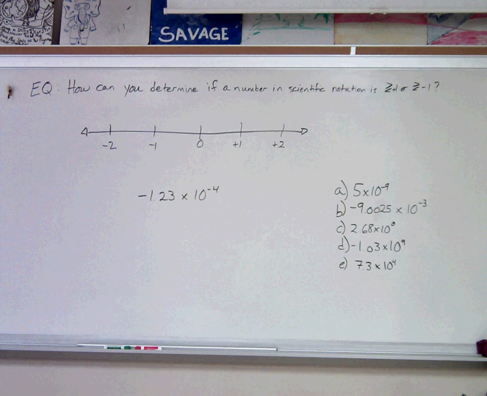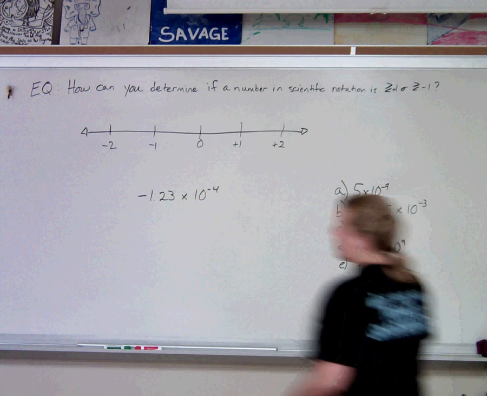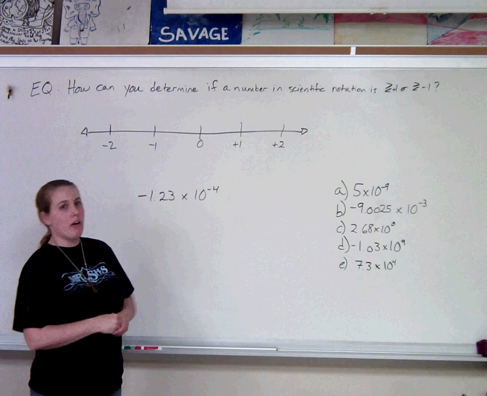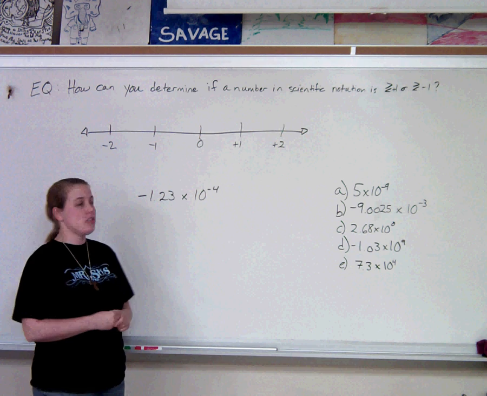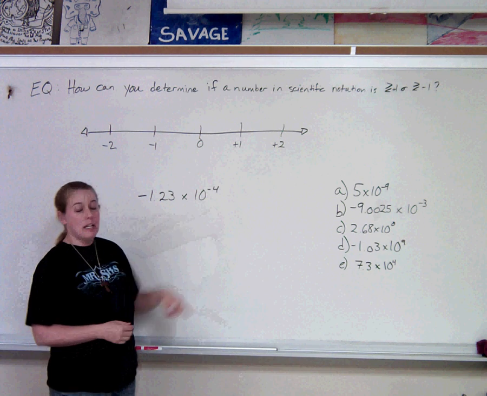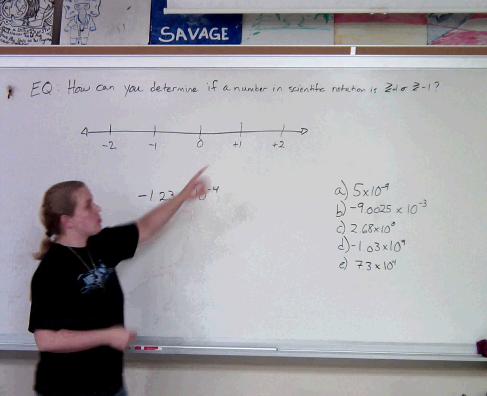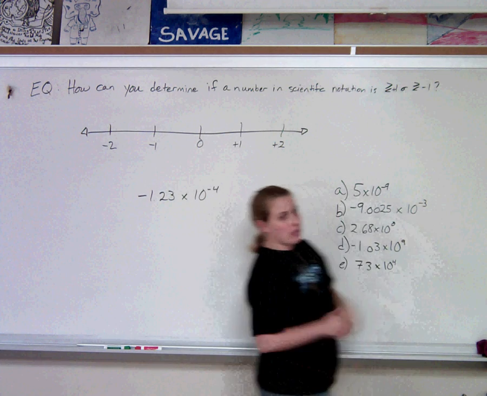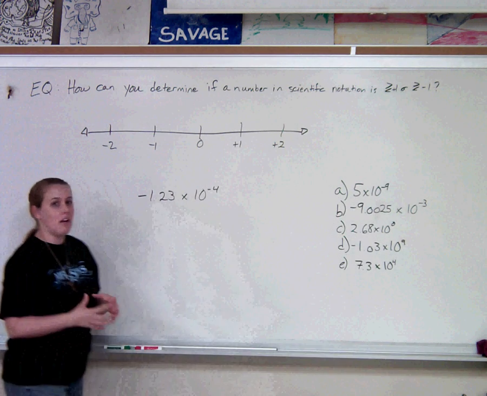Welcome to the video on scientific notation for your Cornell Notes homework. We are going to talk about what a number looks like in scientific notation and how to figure out if a number that's in scientific notation is greater than or less than +1, or if it's greater than or less than -1. So where did that number fit on the number line?